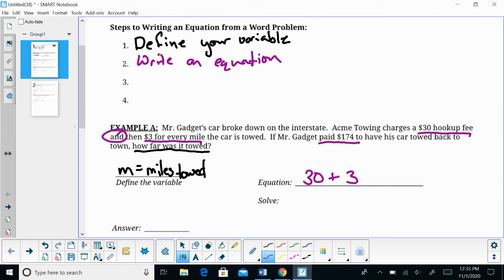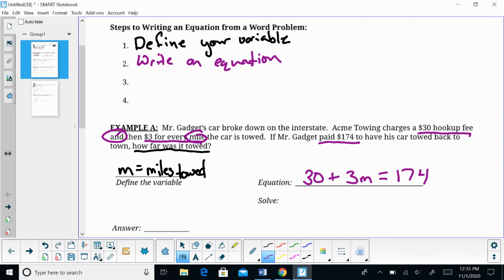So we know that we are going to have a variable attached to one of these two. And if you look here, it says $3 for every mile. That means every single mile I drive, I'm going to be paying $3. If you get stuck on where our variable should go, look at what the variable represents. The variable represents the number of miles. Which number has miles with it? Is it the 30 or the 3? The 3. The 3 has miles, so our variable is going to go with the 3. So this is what they're charging us, and we know that what they charge us equals what he paid, $174.